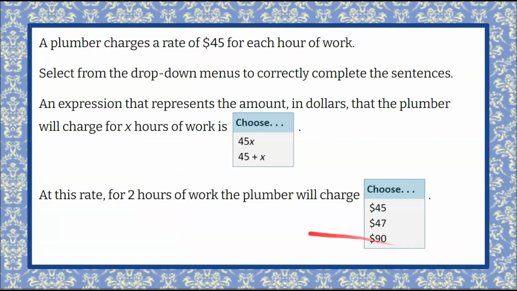Here's our question today. A plumber charges a rate of $45 for each hour of work. We're asked to select from the drop-down menus to correctly complete the sentences. Because we're on a video, I've already got the drop-downs opened up. Here we have an expression that represents the amount in dollars that the plumber will charge for x hours of work, and you're going to choose 45x or 45 add x.